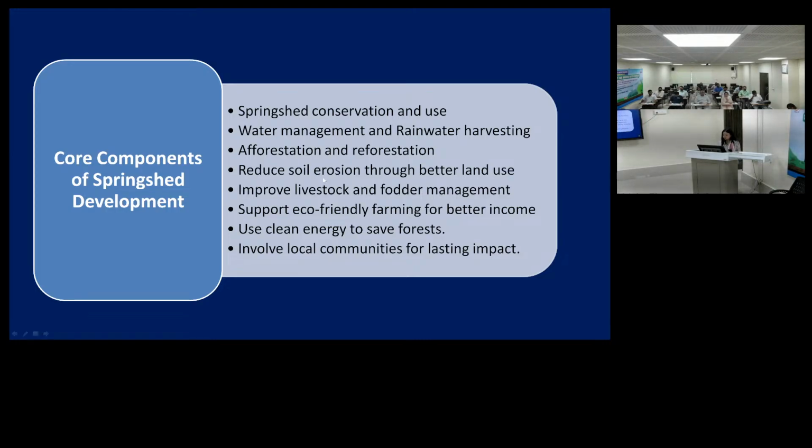We need to reduce soil erosion through better land use, improve livestock, support eco-friendly farming, use clean energy, and involve communities. So if you go through all these points, this cannot be achieved without the participation of the community. That's when the importance of the people-centric approach comes into play.